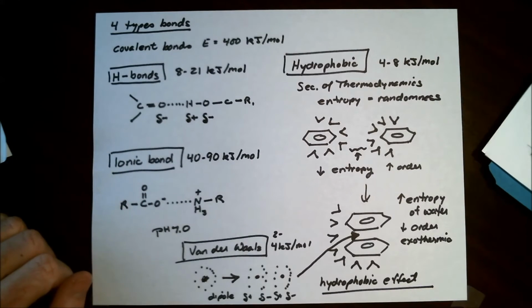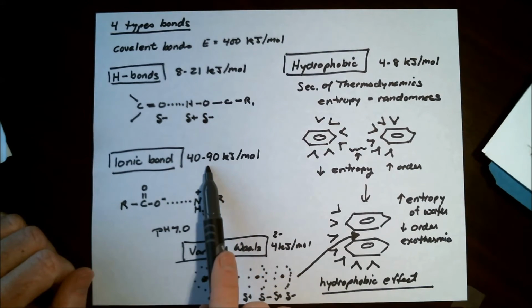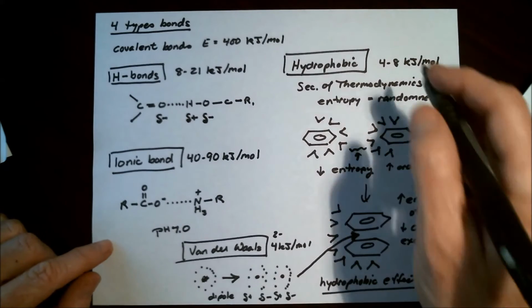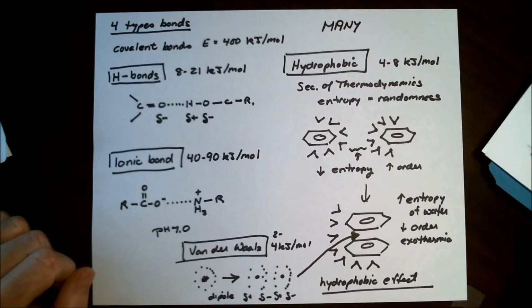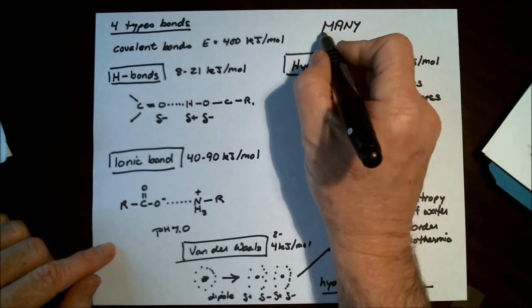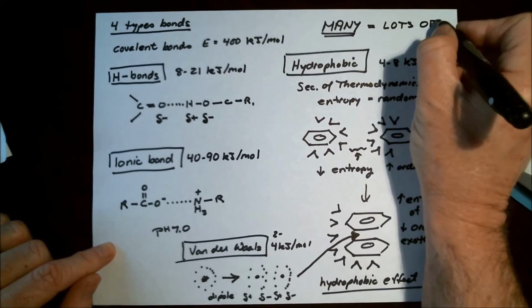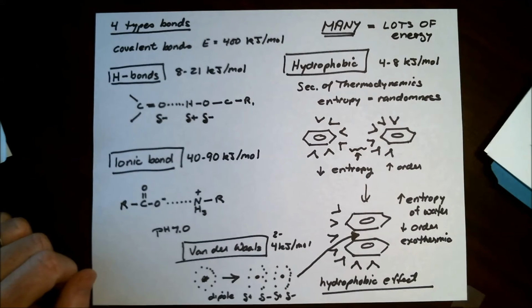Now, the big take-home message of all of this is that these bonds are all very weak. Weak relative to the covalent bond. But the key is that there are many of these weak non-covalent interactions. And this means lots of energy. And that's what gives us stability with all of these weak interactions. It's the collective additive nature of all of these bonds.